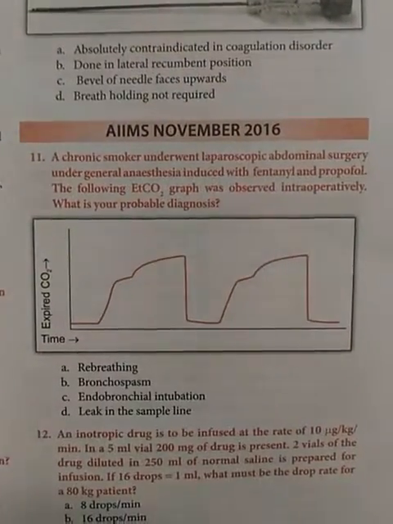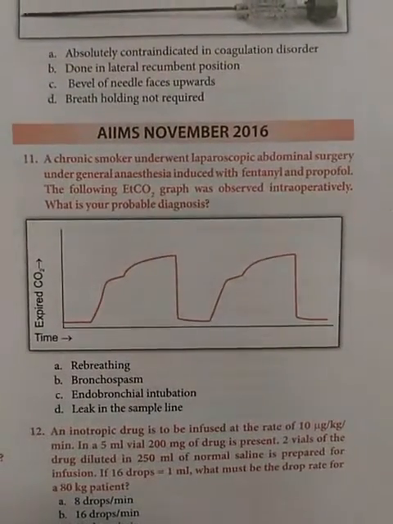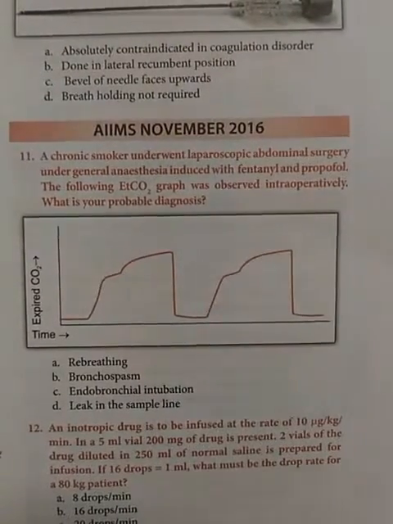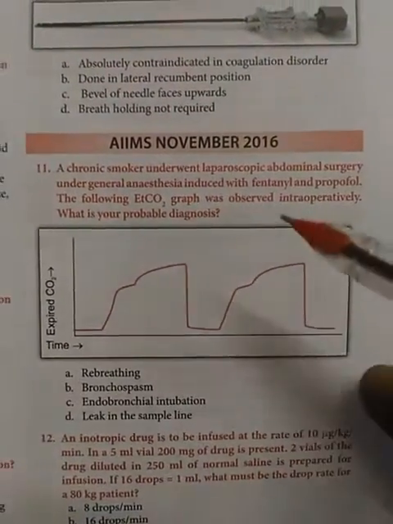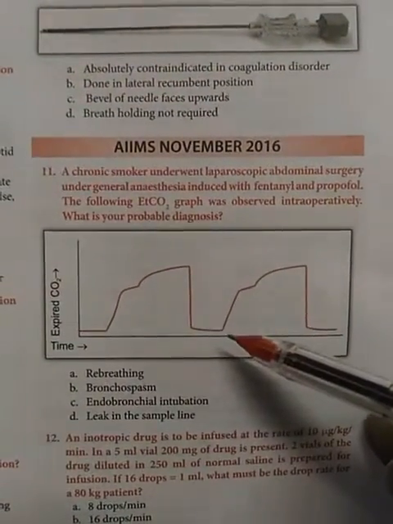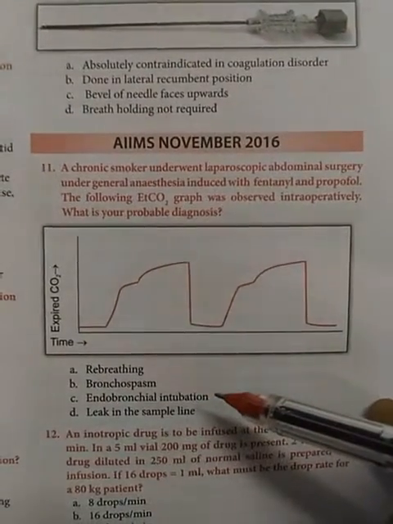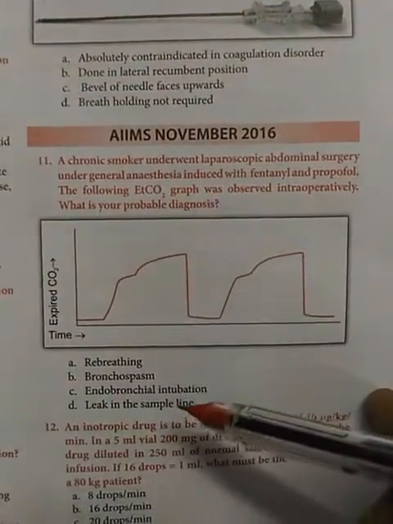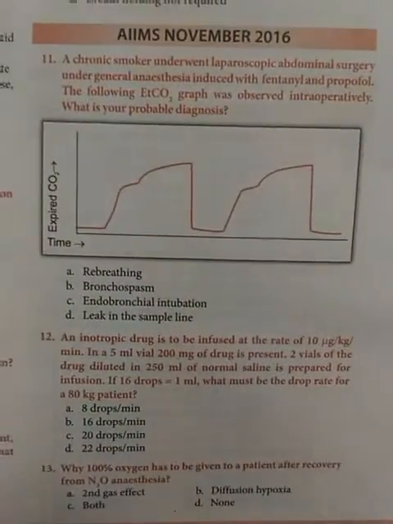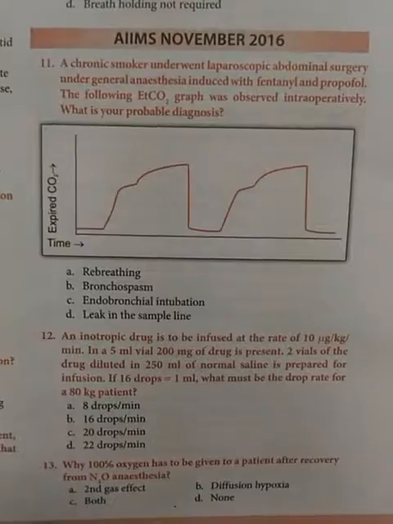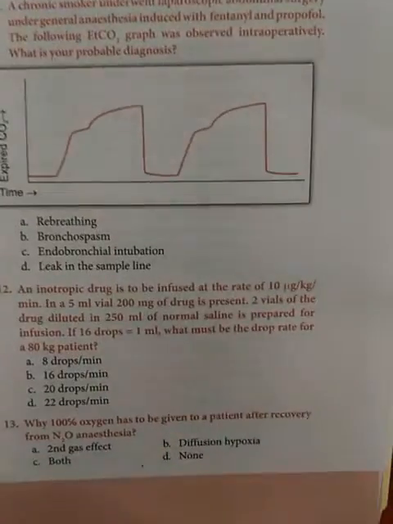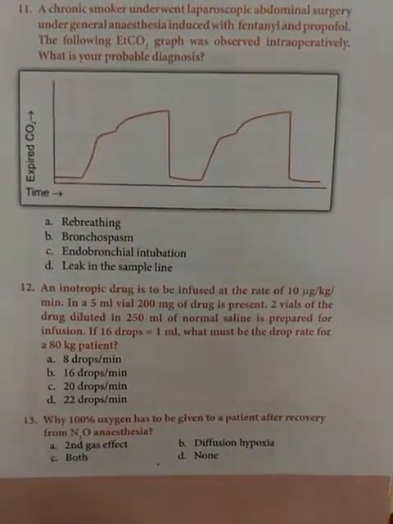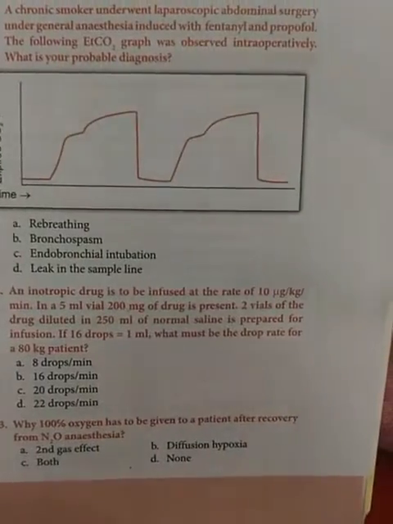Next one is AIIMS, November 2016. A chronic smoker underwent laparoscopic abdominal surgery under general anesthesia induced by fentanyl and propofol. An ETCO2 graph is given intraoperatively. Ideally, it should touch the baseline, and then it would be of the endotracheal intubation. So among all four options, it's best C. Next is the calculation that we'll do later. Next question: why can 100% oxygen be given to the patient after recovery from N2O? No, it's not the second gas effect, it is because of diffusion hypoxia.